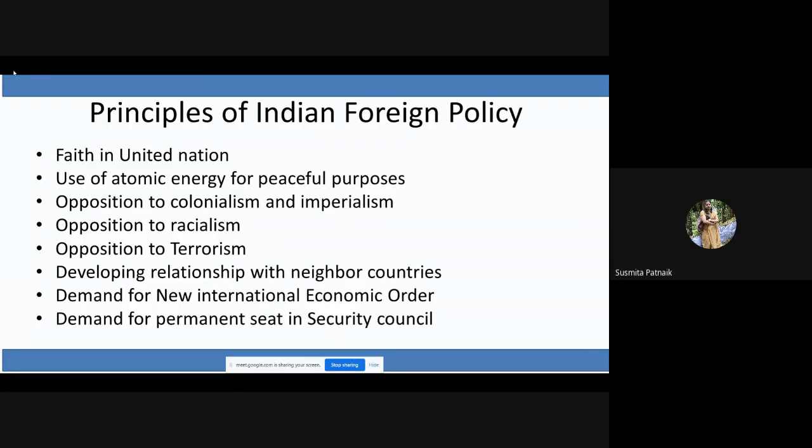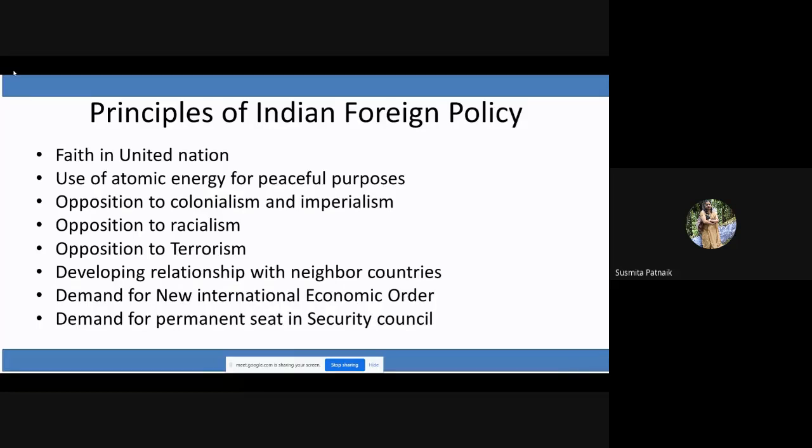What do you mean by colonialism and imperialism here? Colonialism means that when a big country makes a colony of a small country for any type of economic purpose, it is called a colony. Just like India was a colony of the UK before independence.